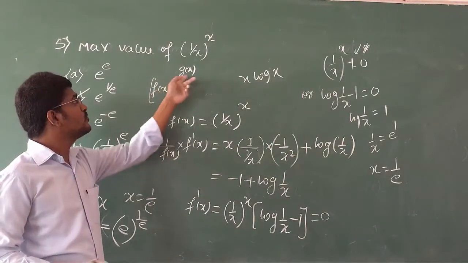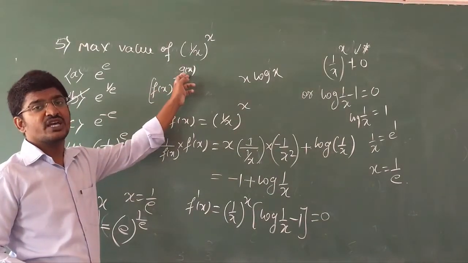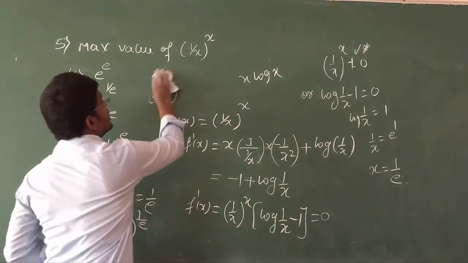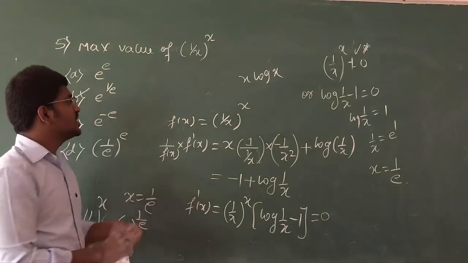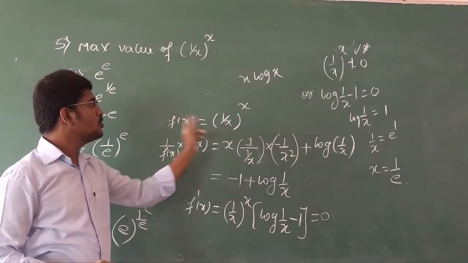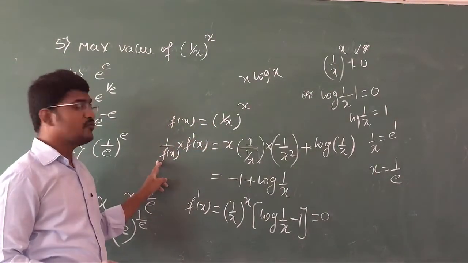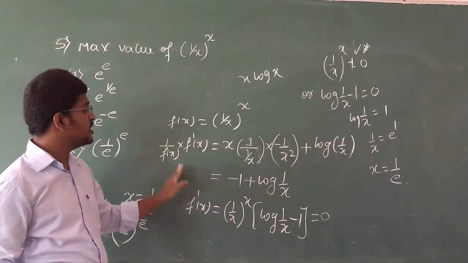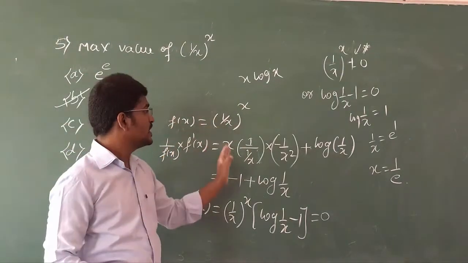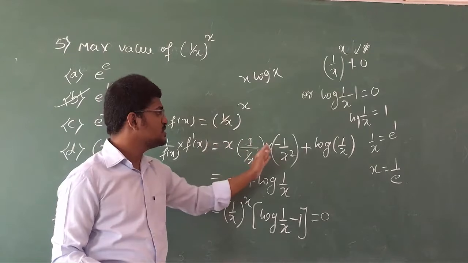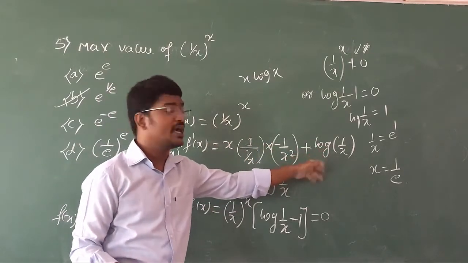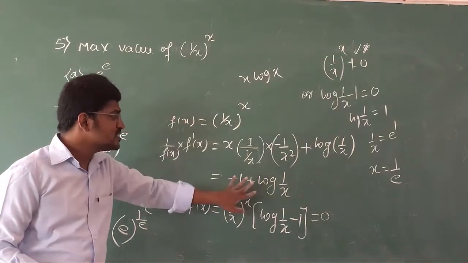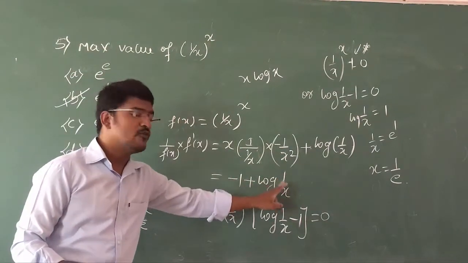It is in the form of f of x to the power of g of x. You have to apply log on both sides and simplify. So this is the given function. Apply log on both sides. 1 by f of x into f dash of x. If I differentiate by putting log on both sides, on LHS you will get x into 1 divided by 1 by x into minus 1 by x square plus log of 1 by x. If you differentiate on RHS and simplify further, you will have minus 1 plus log of 1 by x.